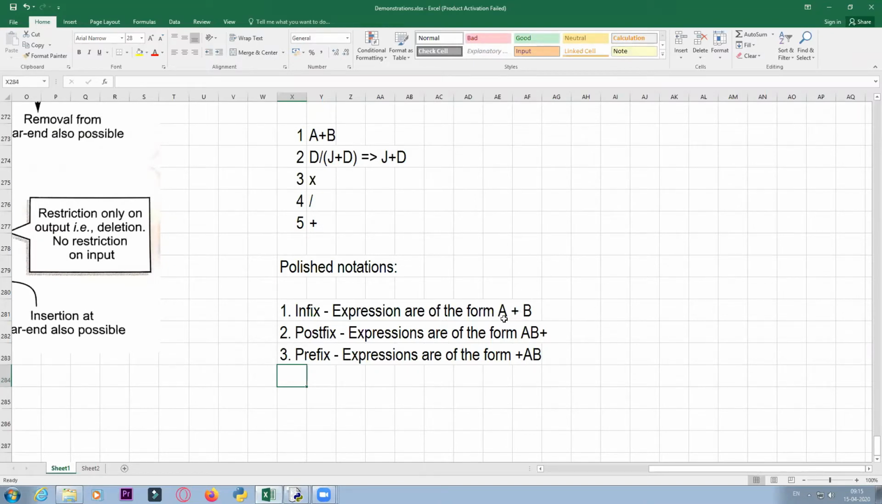Let us revise. Infix: first operand, operator, then the second operand. Postfix: first operand, second operand, and then the operator. Prefix: first operator, then the first operand, and then the second operand. Got it? It's a very simple concept. We are just talking about infix, postfix, and prefix expressions. Infix expressions have the operator in between the two operands, that is two values. Postfix, first the two operands, then the operator, and prefix, first the operator, then the two operands.